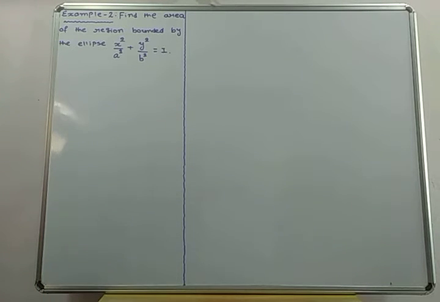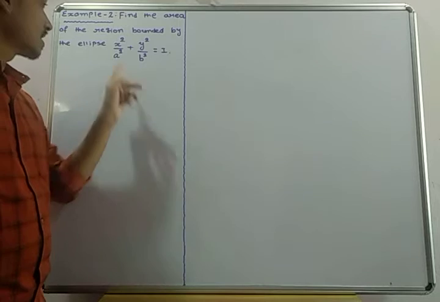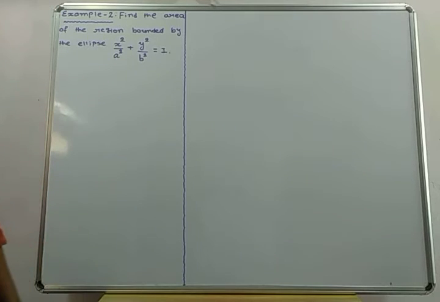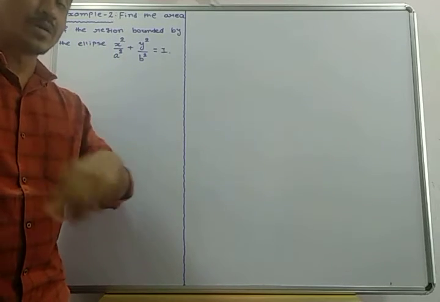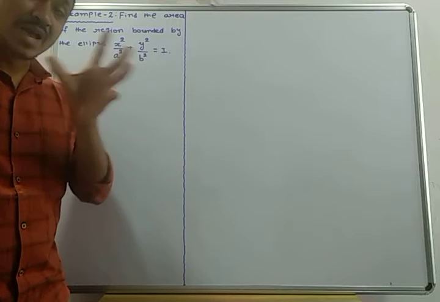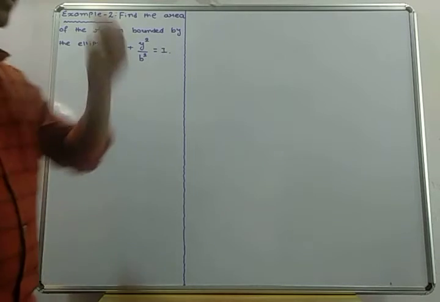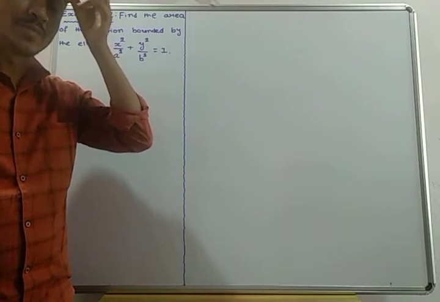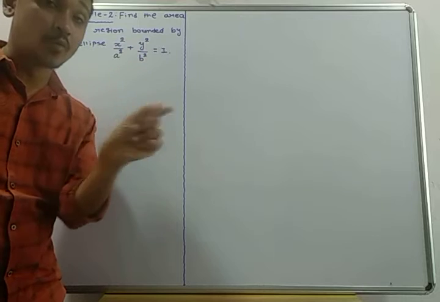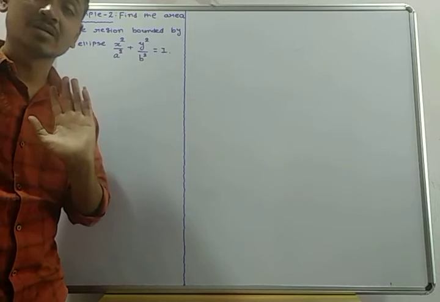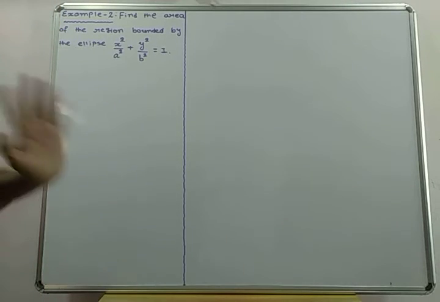Now this is example number 2. Find the area of the region bounded by the ellipse. We know that the ellipse is x square by a square plus y square by b square equal to 1. The shape of the circle is round, and the ellipse is similar to a round shape, but not round. In the circle, example number 1, the method was 4 parts: find the area of any one part and multiply by 4, so the total area made by the circle is 4 into the area of any one part. Same here in the ellipse, same method.